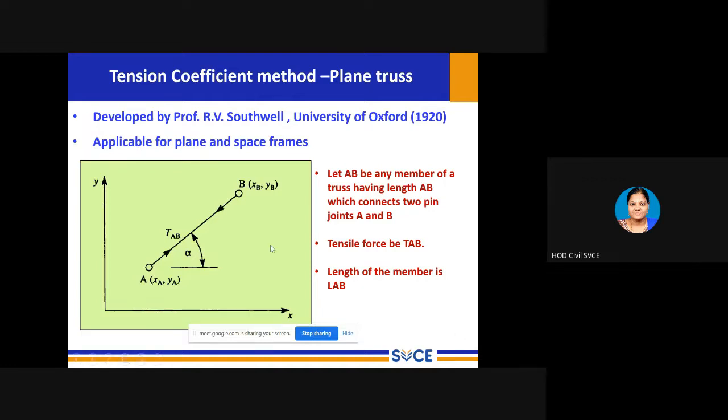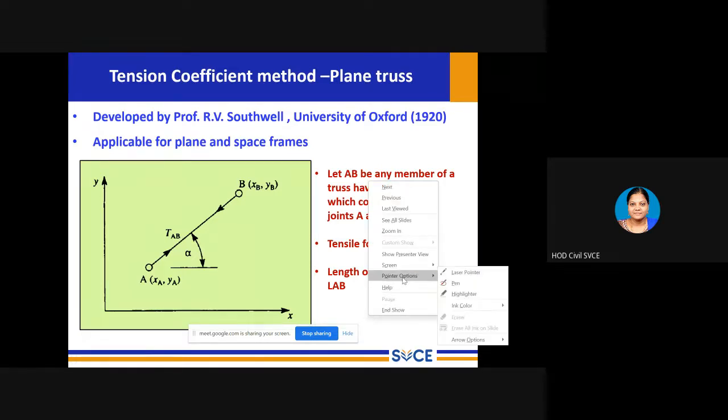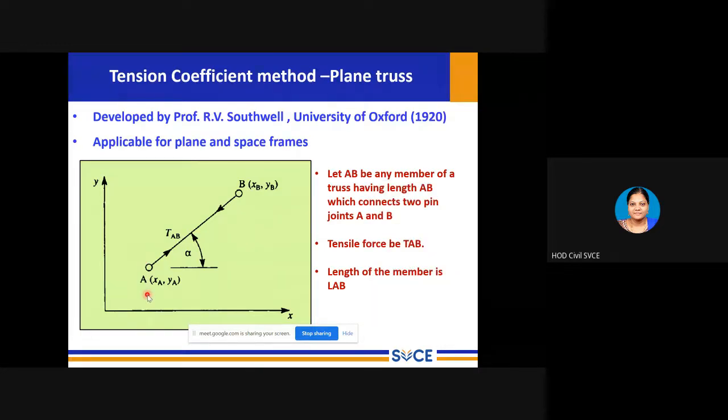So if you look at this particular diagram, we have considered a single member of a truss, this member AB, and these are the coordinates of the joints. For joint A, you have the coordinates XA and YA. Since we are talking about the plane truss system, I'm confining myself to the coordinates in terms of X and Y. Similarly for point B, you have the two Cartesian coordinates XB and YB. The angle of inclination of this member AB is alpha, with respect to the x-axis.